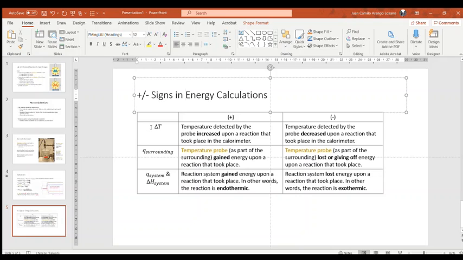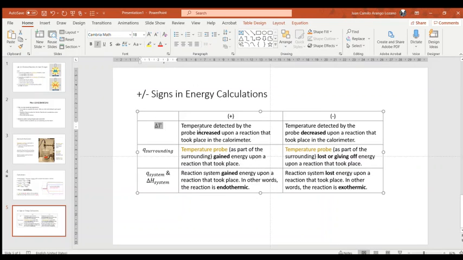For delta T, it's quite obvious, right? If your temperature is getting increased, that means that the sign in the end is going to be positive. However, if you are losing temperature, if you started with, let's say, 25 degrees Celsius and then you went down to 15, well, you know that in the end, your change in temperature, or your delta T, is going to have a negative sign. And that matters for this calculation. So keep that in mind.